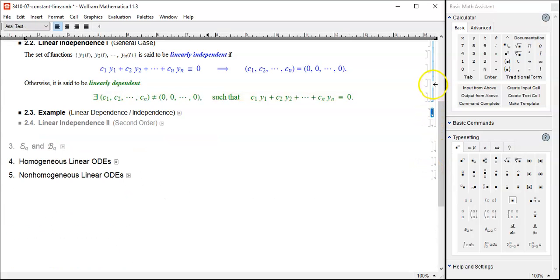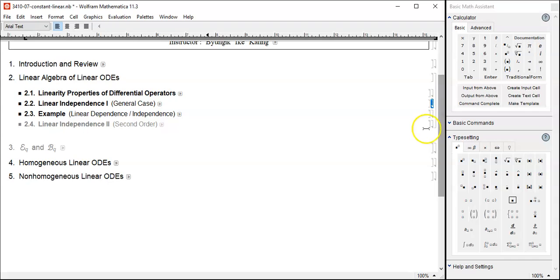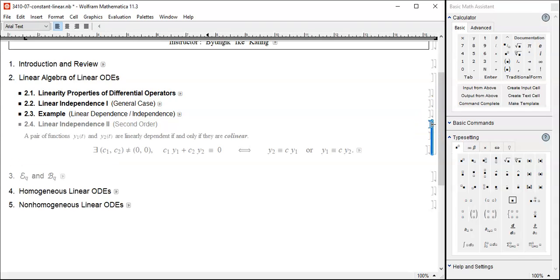One final topic, which is not very useful for us, is a special case of linear independence or dependence. A pair of functions y1 and y2 are linearly dependent if they are collinear. But that's used for the second order only. If you have higher order, then you have to consider 3 functions or more, so it's not really useful. For chapter 6, it was not very much here, so I de-emphasize it.